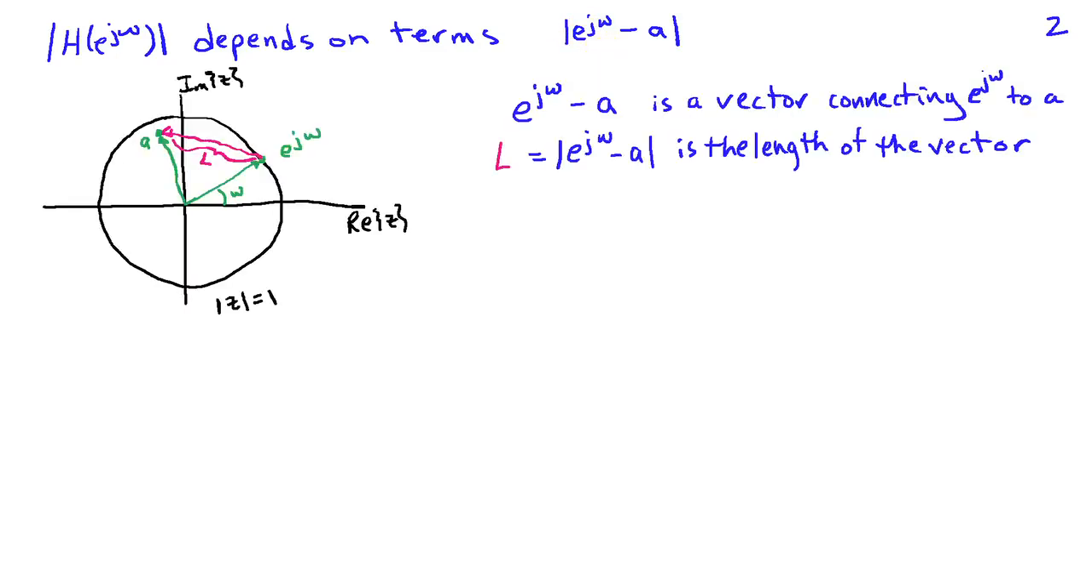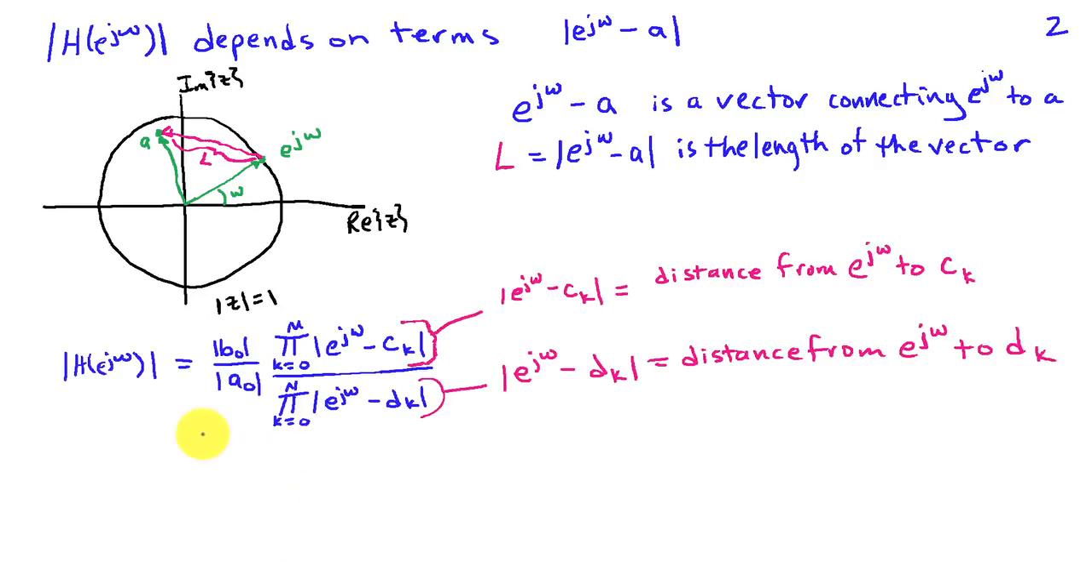What we're looking at is a vector connecting the point e^{jω}, which lies on the unit circle. So this has unit magnitude and angle ω. So this point right here is e^{jω}. And then I have some other point a, and e^{jω} minus a is a vector connecting e^{jω} to a. And when we take the magnitude of that, we're looking at the length of this vector. That's what we're using in our frequency response magnitude.